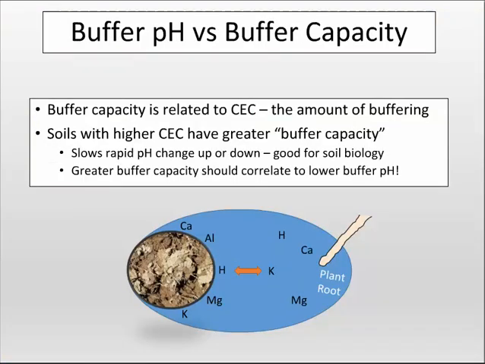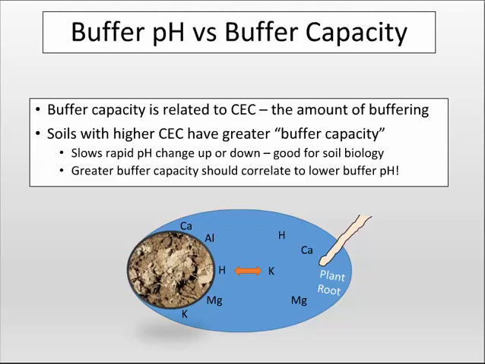Buffer pH is a measurement we do in the lab, but buffer capacity is how much that soil is buffered, how much reserve acidity or how many bases it can hold. So, in this case again, usually discussing soils for agriculture, sitting between about a pH of 5 to 7, it's mostly going to be related to CEC to simplify the discussion. So soils with a greater CEC have a greater buffer capacity, and this is actually a good thing.